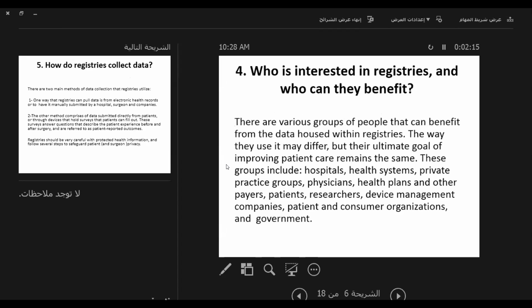Who is interested in the registries and who can they benefit? There are groups of people that can benefit from data housed within the registries. The way they use it differs, but their ultimate goal of improving patient care remains the same. These groups are the hospitals, healthcare systems, private practice groups, physicians, health plans and other payers, patients, researchers, device management companies, and patient and consumer organizations and government.